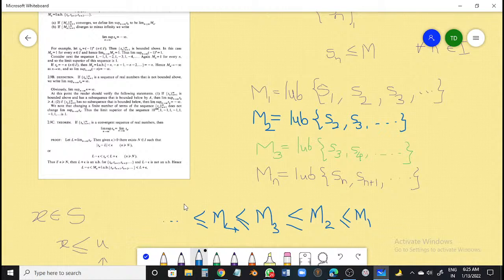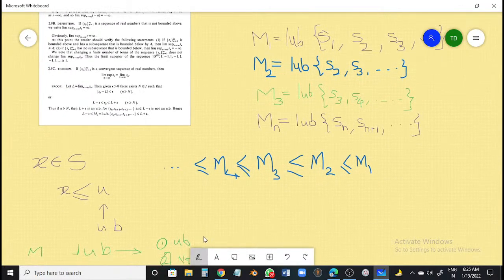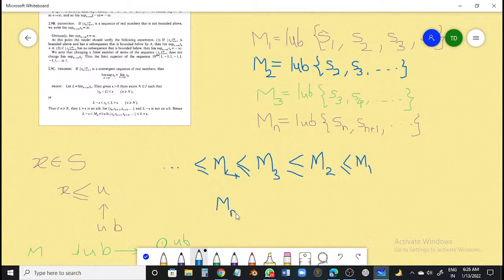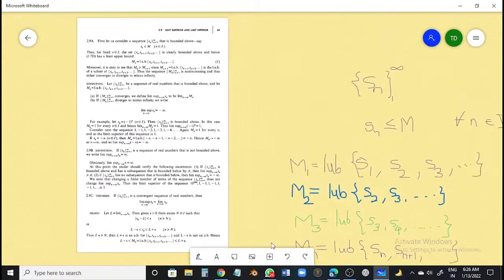So in general, if I want to say in general, what should I say? The (n plus 1)th term, M n plus 1, must be smaller than Mn. So this is the trend that you are following. So you get a monotone sequence over here.